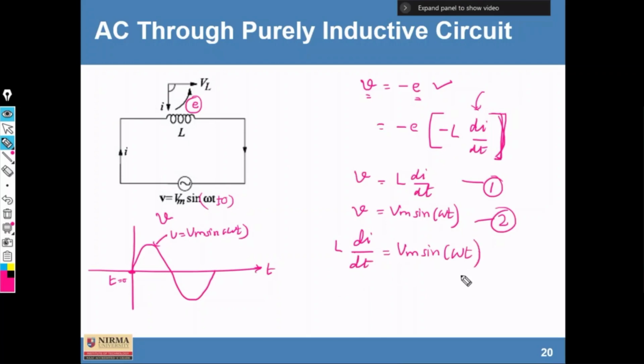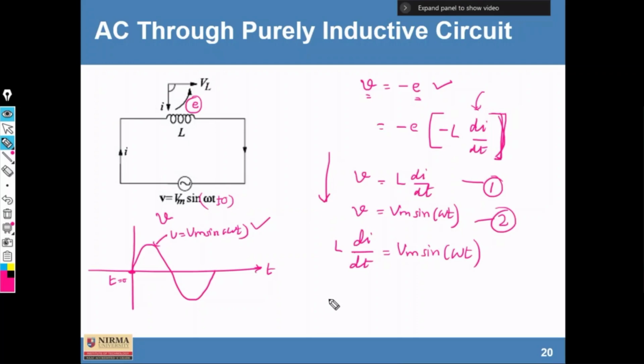Isn't it? Now, integrating both the sides, we can find the equation of current. So our intention is to find out the current equation from the voltage equation. So the voltage equation is true. Now here we can rearrange these terms, and by integrating these equations, we can find the equation of current also.